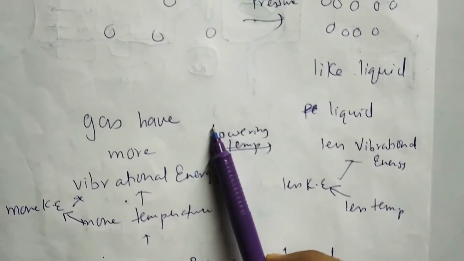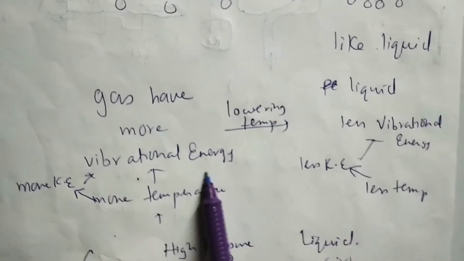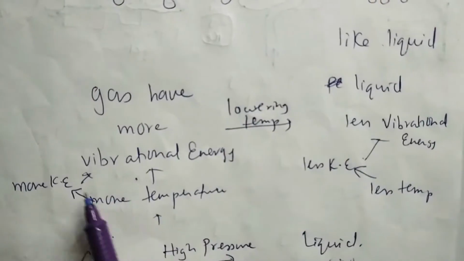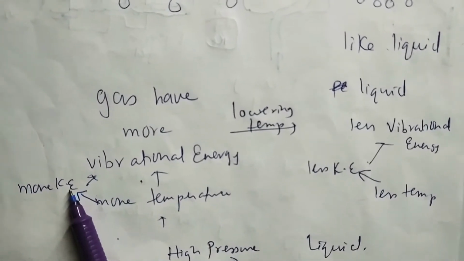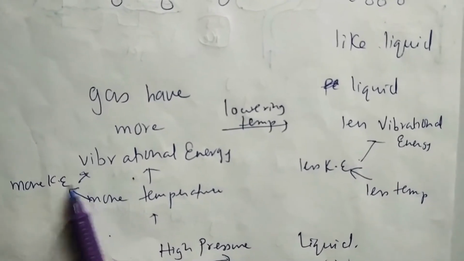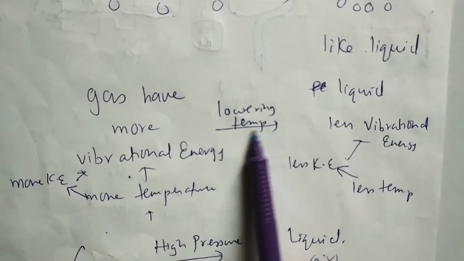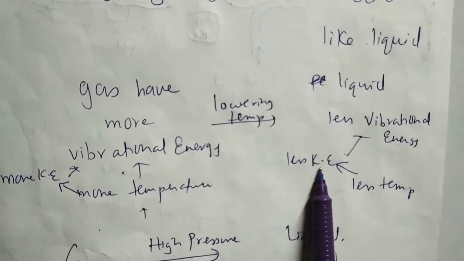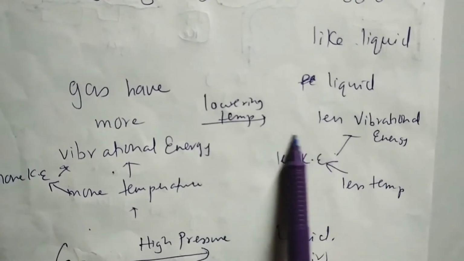And why are we lowering the temperature? Gas has more vibration energy and more temperature, so more kinetic energy. In a gas, the particles are in motion. They have more kinetic energy and more vibration energy. So if we lower the temperature, the kinetic energy will be less, and there will be less vibration. So we are actually making them liquid.